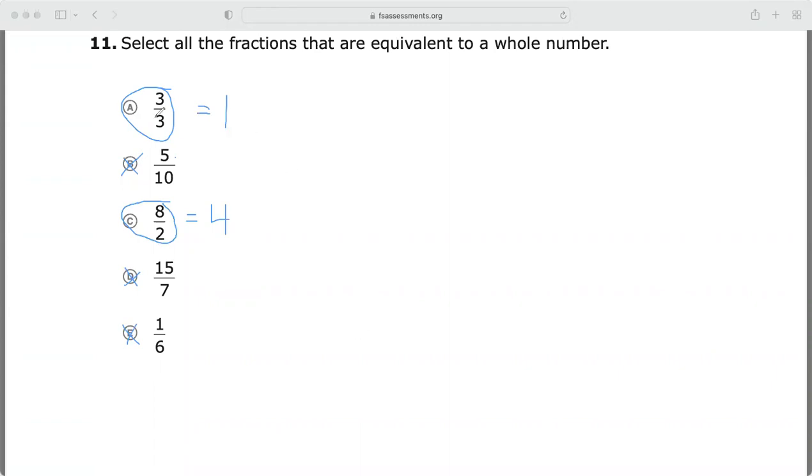So you're looking for where the top and bottom number are the same, and that will just equal 1, or where the top number is divided by the bottom number and it goes in evenly to give you a whole number, like 8 divided by 2 is equal to 4.